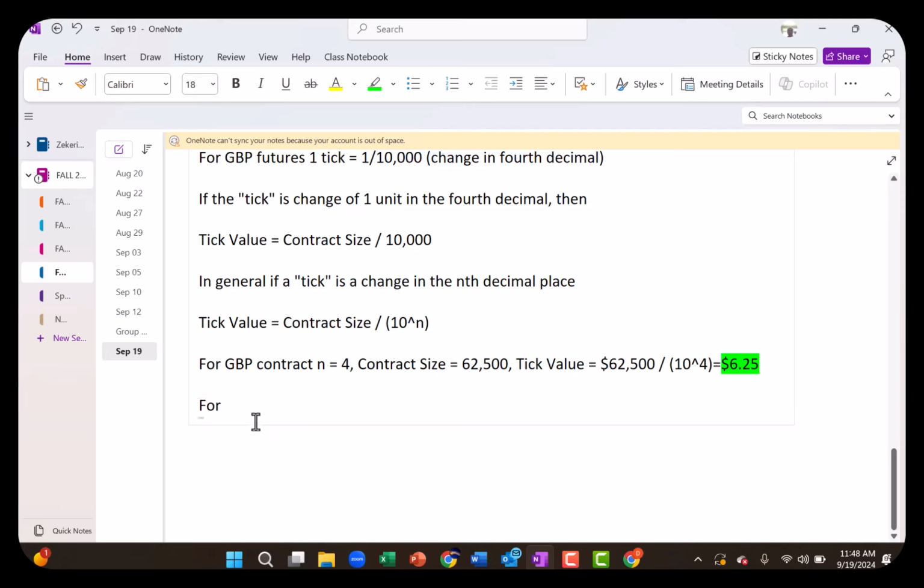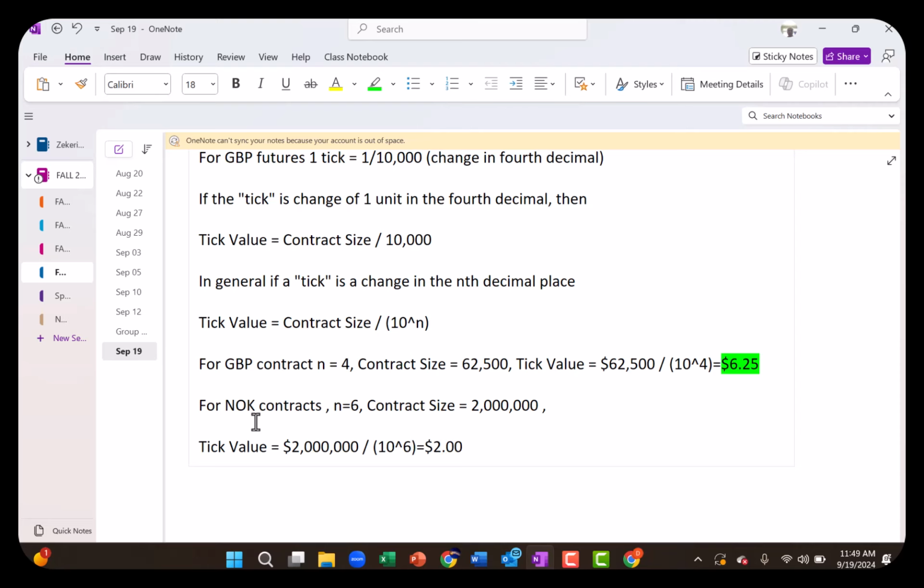For NOK contracts, n is 6, contract size is 2 million, hence tick value. Of course, we can always do this in Excel, and next class I'm going to spend more time on that. Today I just want to go through the mechanics of it. Tick value is 2 million divided by 10 to the power 6. So each tick costs you plus or minus $2 in Norwegian krone.